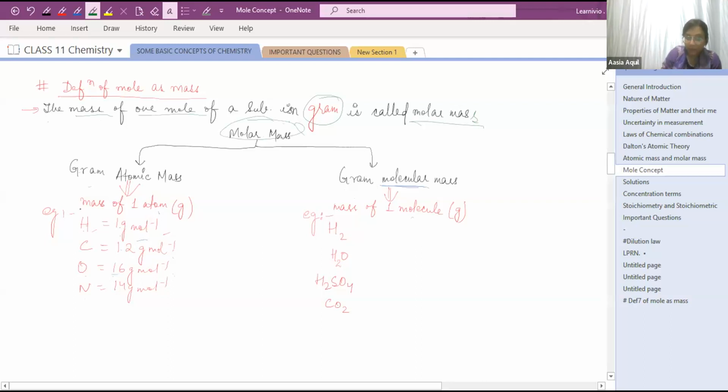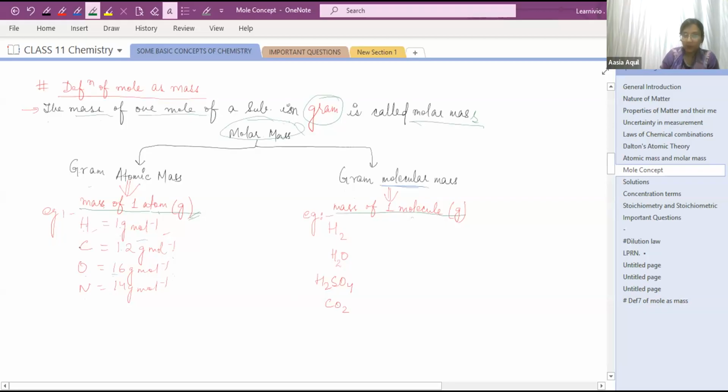Gram atomic mass means the mass of one atom in grams, as the name suggests. Now, second is gram molecular mass. If there is a molecule, we will say it is gram molecular mass, meaning the mass of one molecule in grams. Clear? Yes, ma'am. It's very simple. For example, hydrogen: if I ask you what is the gram atomic mass of hydrogen, it's 1 gram per mole.